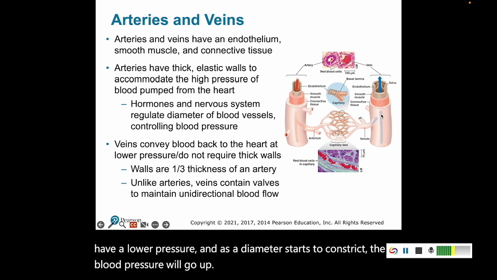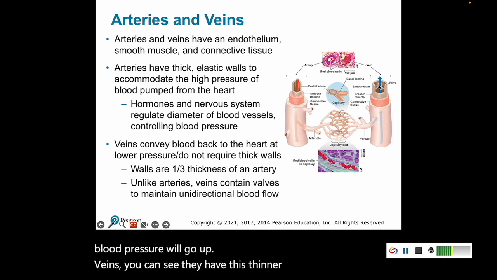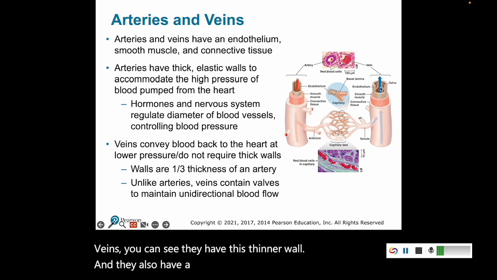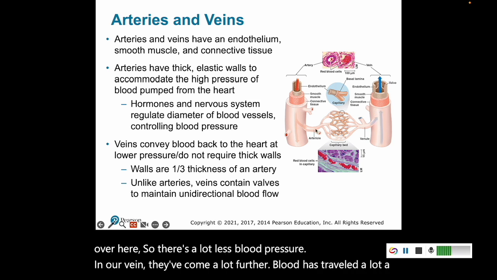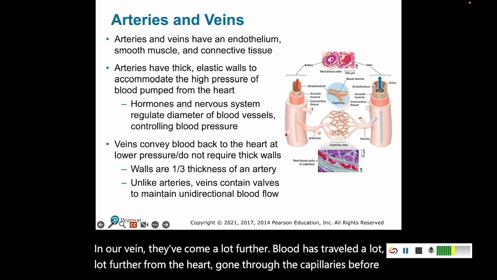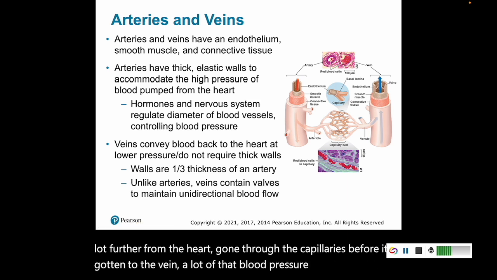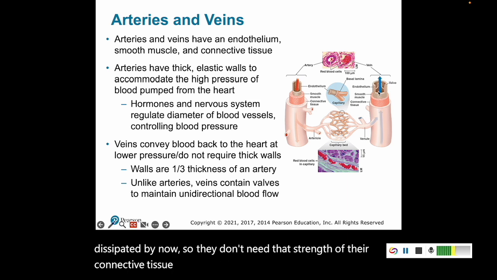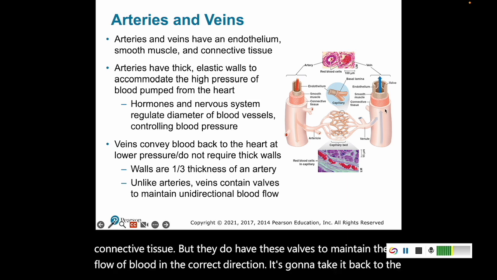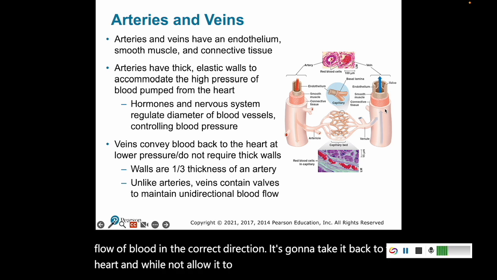Veins, you can see they have this thinner wall, and they also have a valve here. That's different from what we see over here. So there's a lot less blood pressure in our vein. Blood has traveled a lot further from the heart, gone through the capillaries before it's gotten to the vein. A lot of that blood pressure has been dissipated by now. So they don't need that strength of their connective tissue, but they do have these valves to maintain the flow of blood in the correct direction. It's going to take it back to the heart and not allow it to come backwards in the wrong direction.